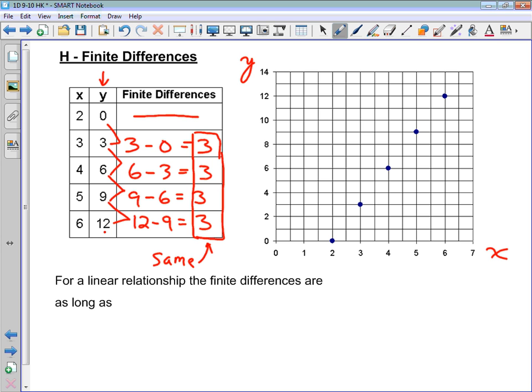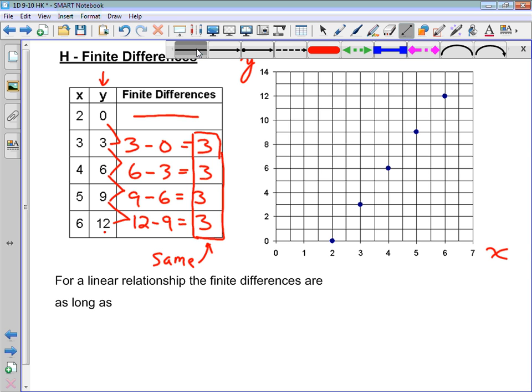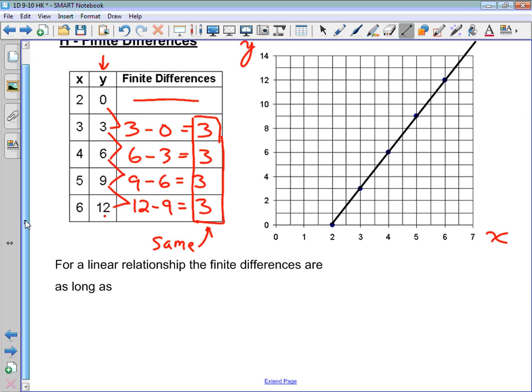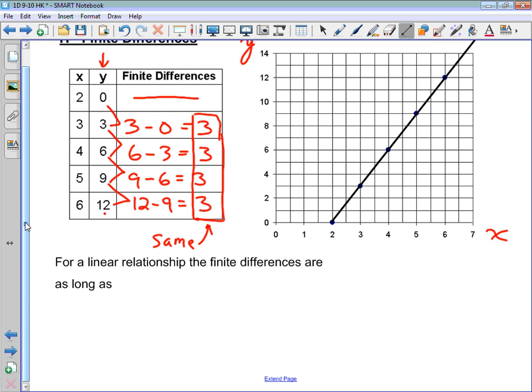Now, what kind of a relationship do we see in this table? Well, we see a linear relationship. You can draw the line of best fit right like that, and it goes through all of our points. So we can sum this up by saying for a linear relationship, the finite differences are the same. Our finite differences were 3 in each case. And all this means is that for each x value that we go over, we're going to go up by the same amount each time. So it gives us the straight line.